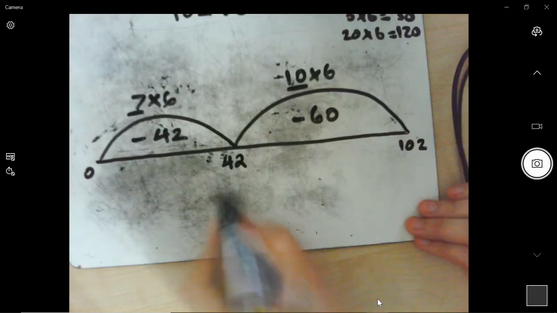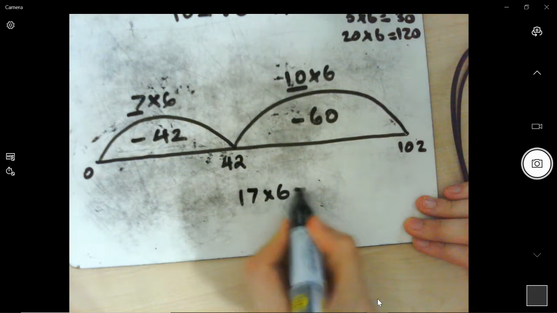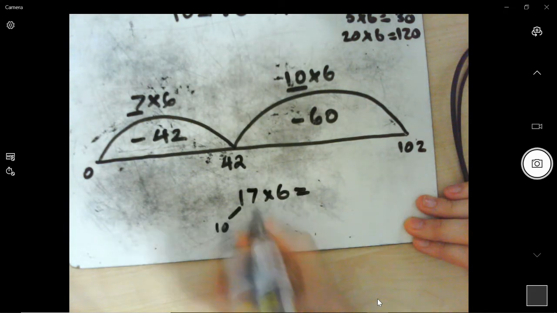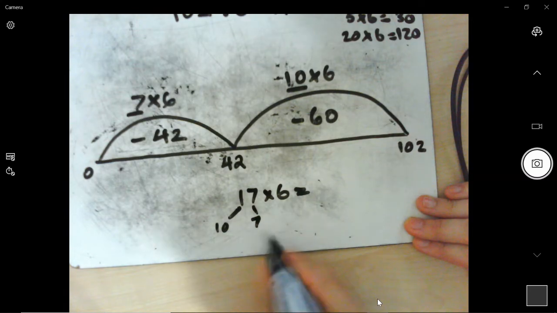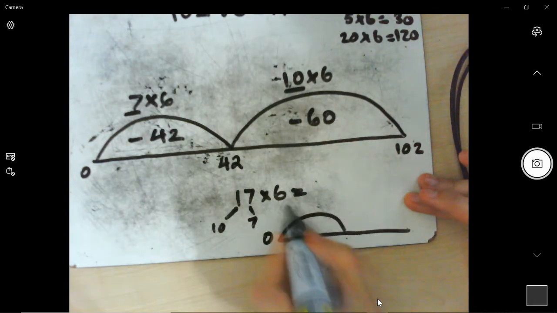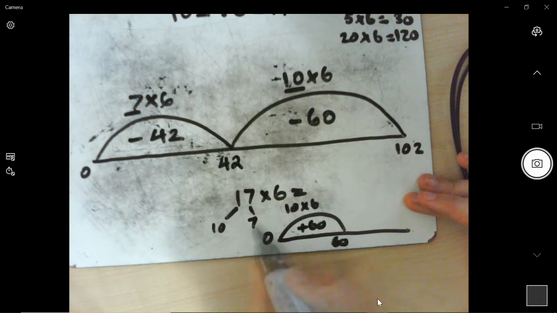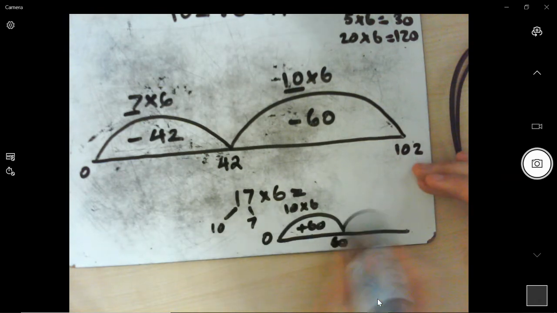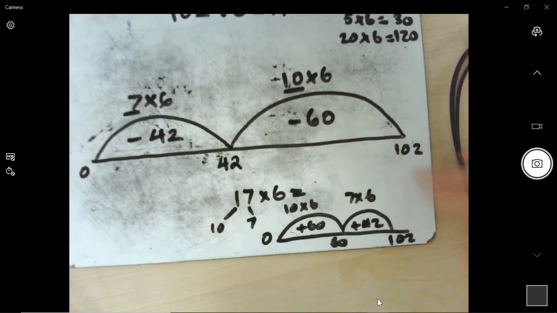And to be honest, I could check that. If I wanted to do 17 times 6, just to double check. 10 times 6. Let's draw my little number line here. 10 groups of 6 is 60. And then 7 groups of 6 is 42. 60 add 42 is 102. So it must be correct. Let's do another one.